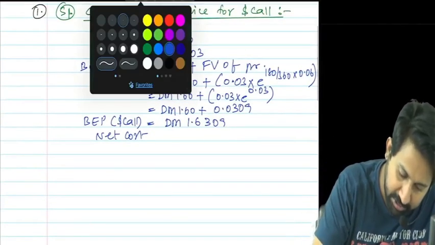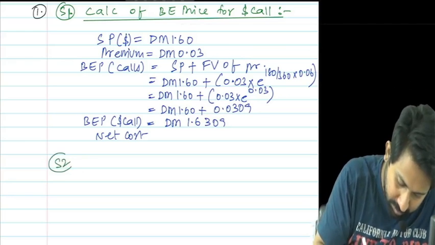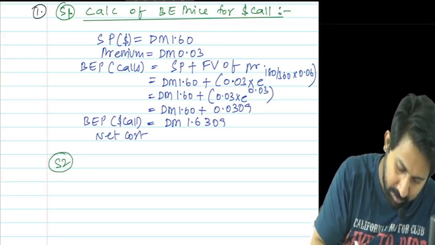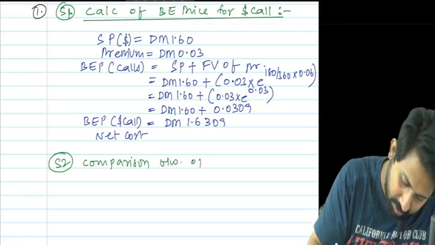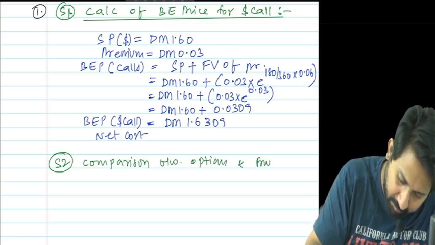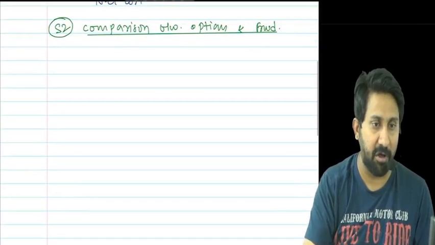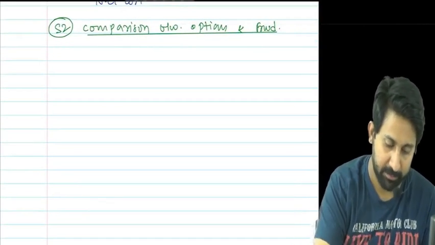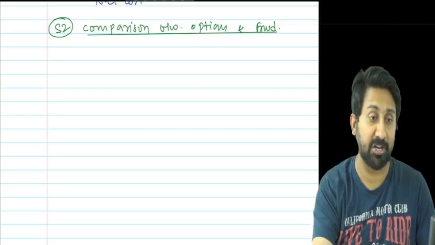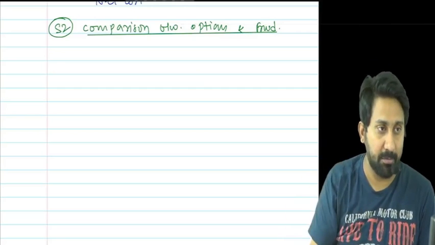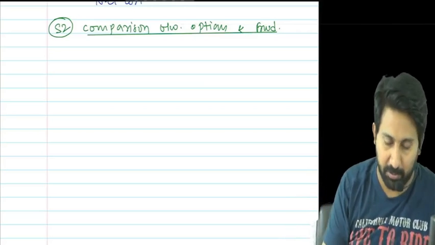Keep the heading step 2. Comparison between options and forward. Okay, let's do. See here, how to make a comparison. Let us try to understand. I will first write a schedule, after that I will ask you to copy. At the time of discussion, please don't copy anything.